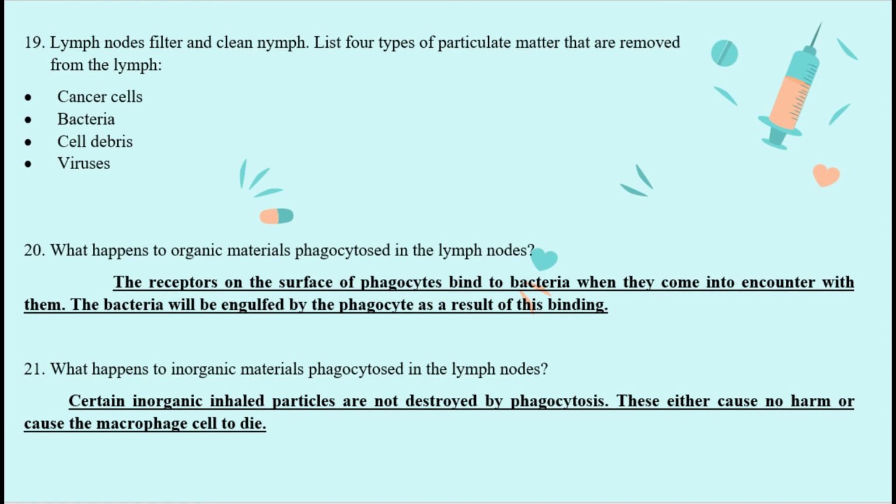What happens to organic materials, phagocytosed in the lymph nodes? Our answer, the receptors on the surface of phagocytes bind to bacteria when they encounter them. The bacteria will be engulfed by the phagocyte as a result of this binding. What happens to inorganic materials, phagocytosed in the lymph nodes? Our answer: certain inorganic inhaled particles are not destroyed by phagocytosis. These may either cause no harm or cause the macrophage cell to die.